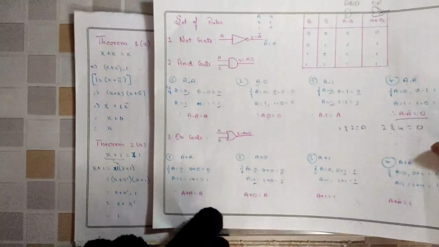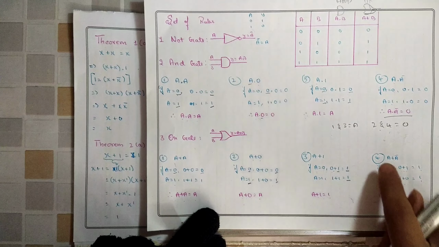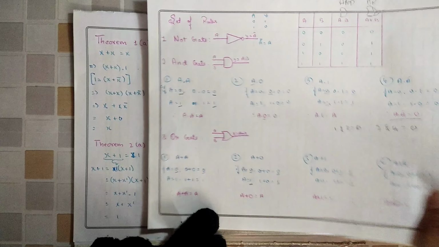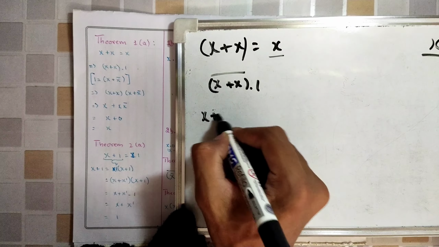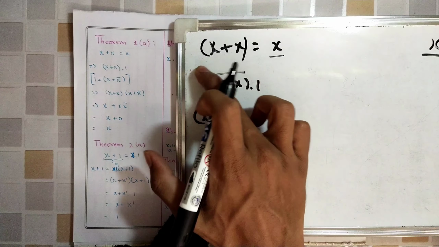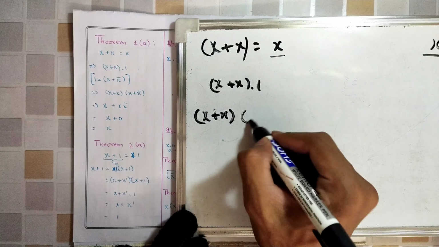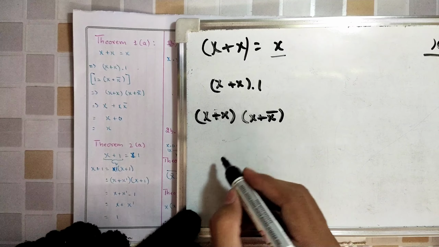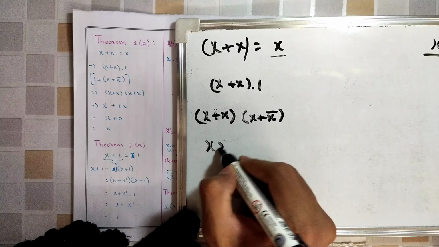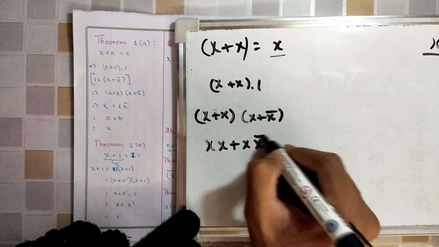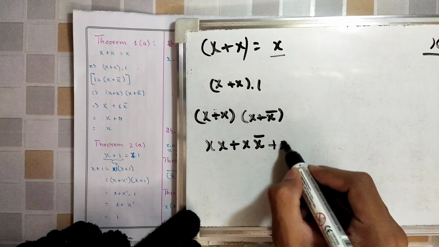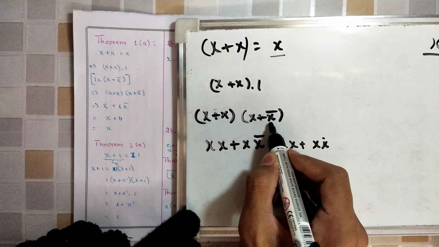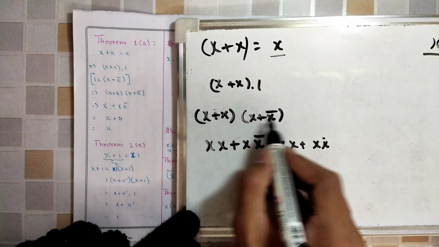Now 1 can be written as a plus a bar, which is always 1, which means x plus x bar will also be 1, right? So now 1 can be written as x plus x bar. Now just multiply, and you will get x into x plus x into x bar. You get these two terms again: x into x plus x into x bar.